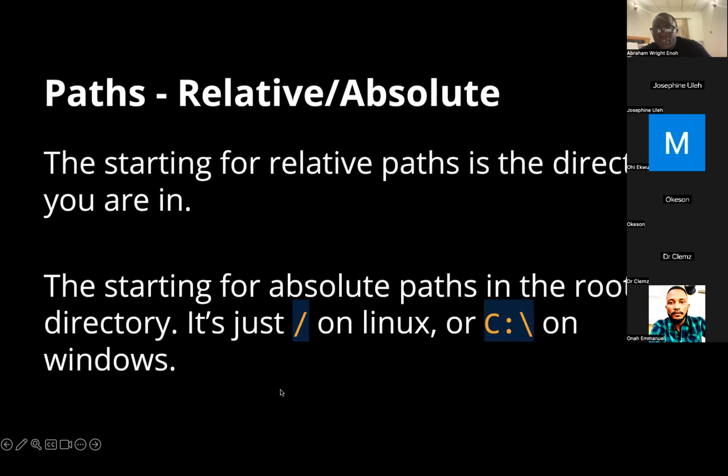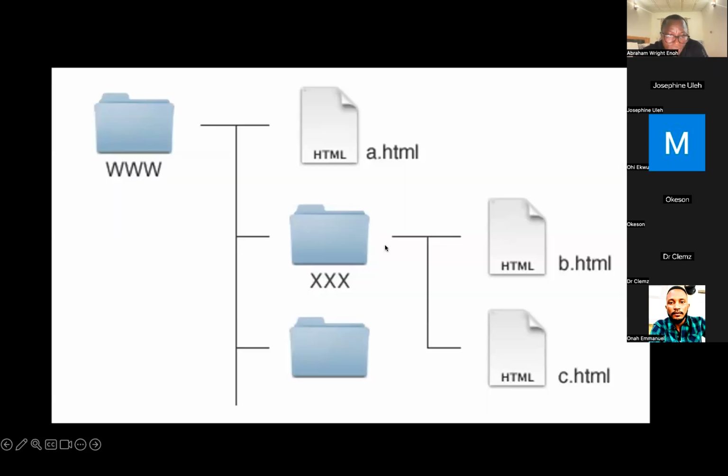Talking about paths, relative and absolute path. When your path is not accurate, then your bash will have problems. The starting point for a relative path is the directory you are in, which is why you need to check the PWD. The starting point for an absolute path is the root directory: on Linux it is just a slash, and on Windows it is C:\ with the slash going the other way. The Mac system adopted the Linux one.